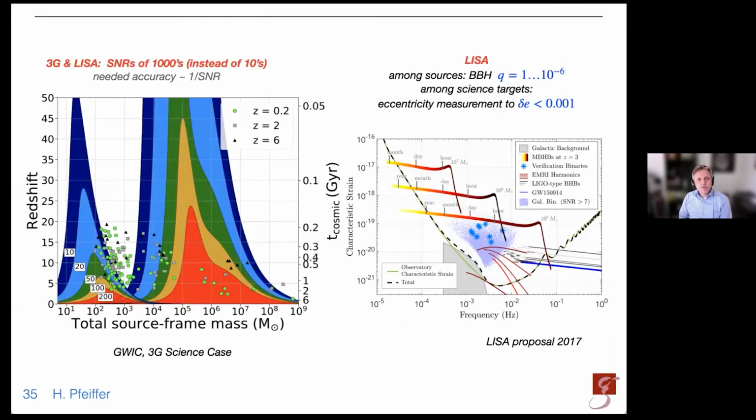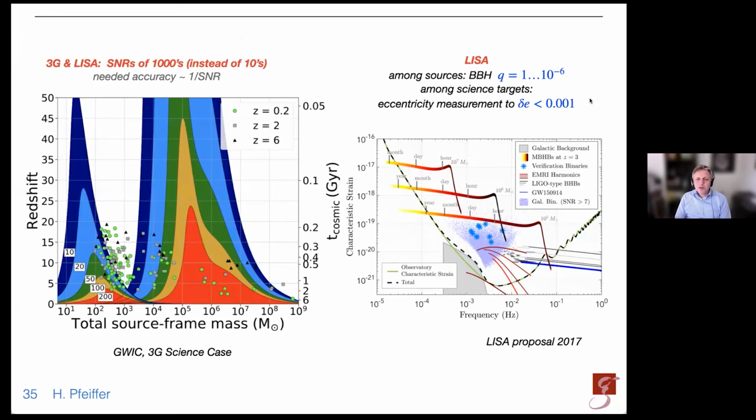And if you go forward in time, life becomes a lot more challenging. 3rd generation detectors and LISA are going to see binary black holes at signal to noise ratios of several thousands instead of the several tens we have today. And the needed accuracy increases like 1/SNR. And especially LISA, but also the ground-based detectors are going to see a much more diverse set of systems. So binary black holes all the way from mass ratio 1 to 10 to the 6.